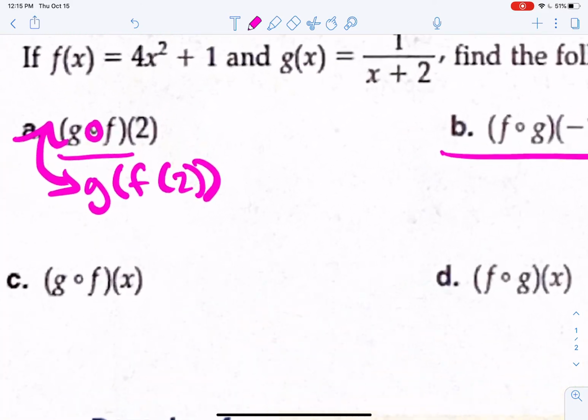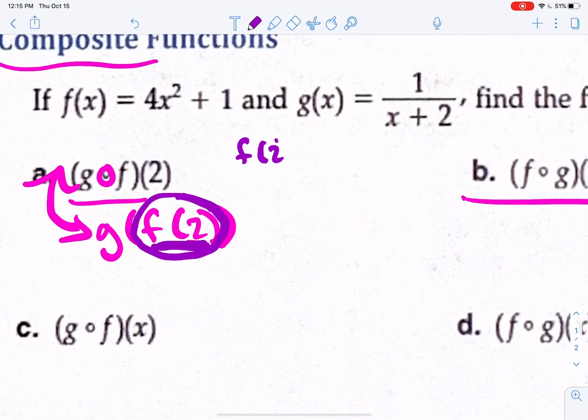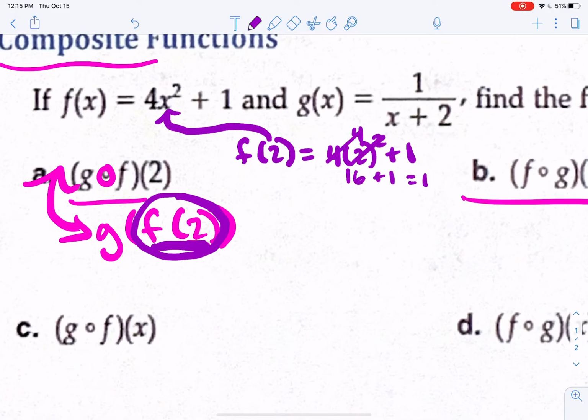So what this does, G composed of F of 2, when there is a number here that I'm plugging in, is I take that 2 and evaluate what F of 2 is first. So I need to find what F of 2 is, and that just means I plug 2 into the F equation. So 4 times 2 squared plus 1. 2 squared is 4. 4 times 4 is 16, so 16 plus 1 is 17. So I have figured out that F of 2 is 17.